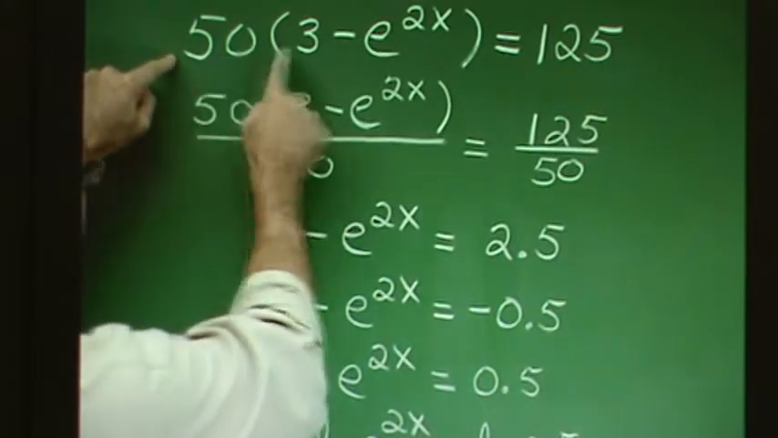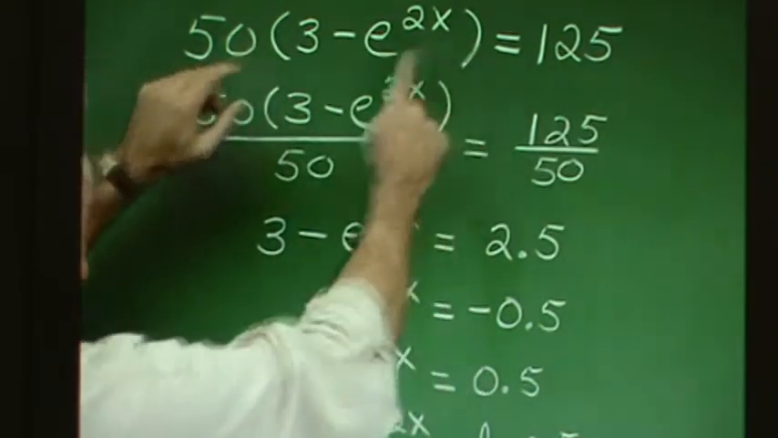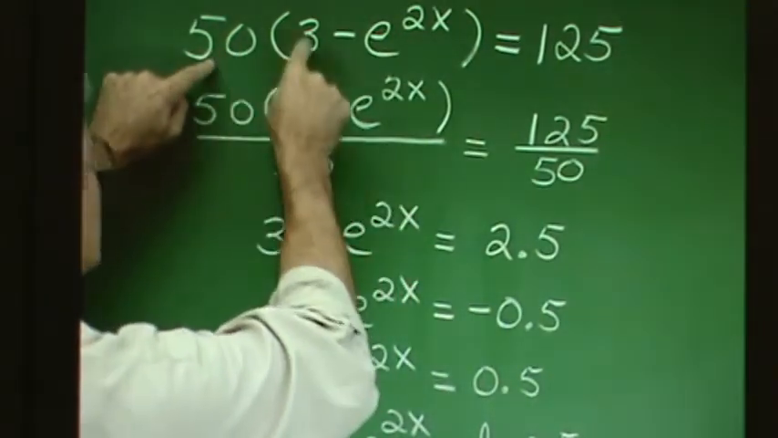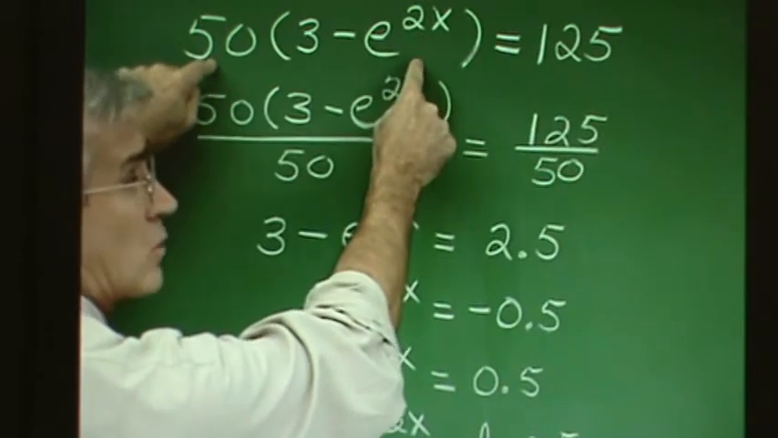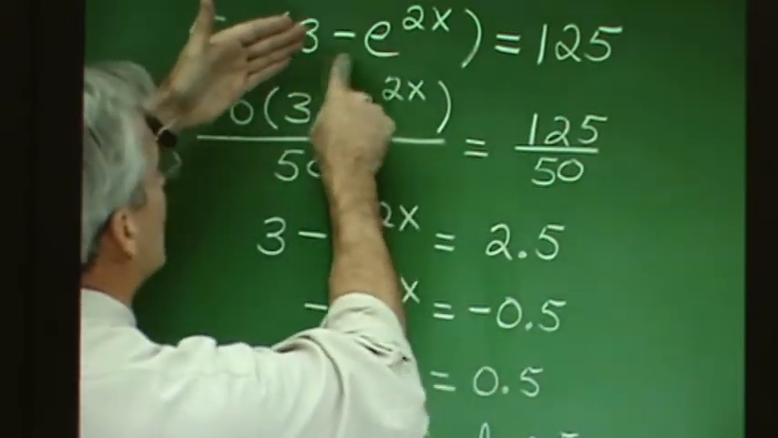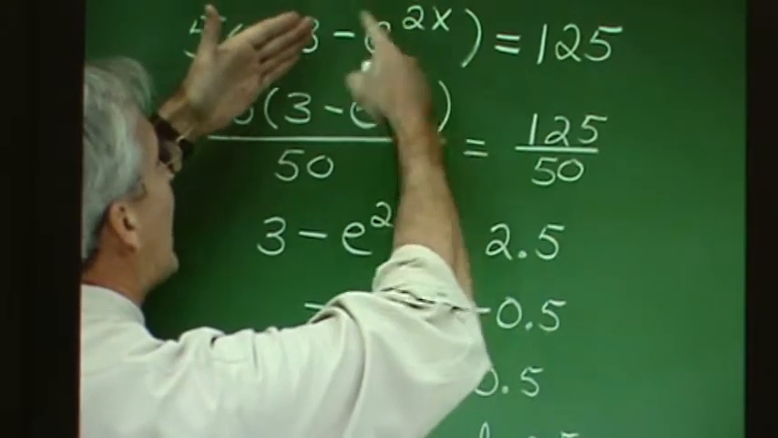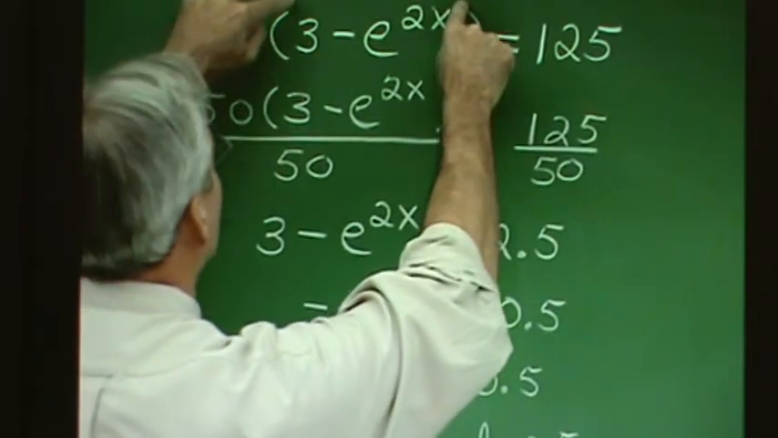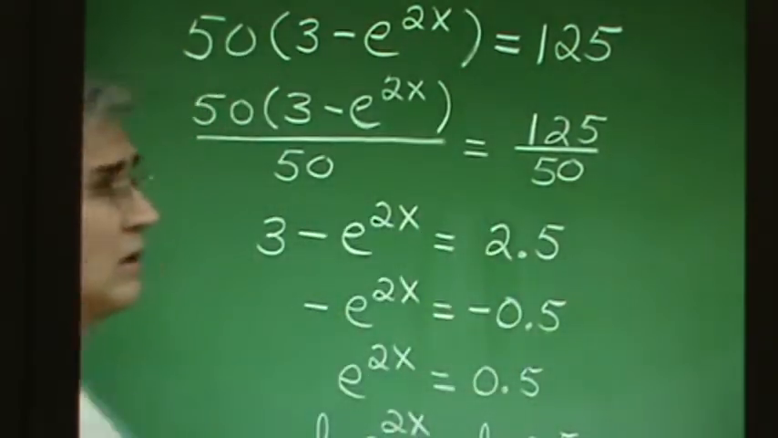And we see 50 times this binomial, and our first tendency from past experience might be to multiply 50 times the 3 and then 50 times this term as well. But if we multiply 50 times this term, then somewhere along the line we're going to have to divide by that 50. So why not divide by 50 right here?